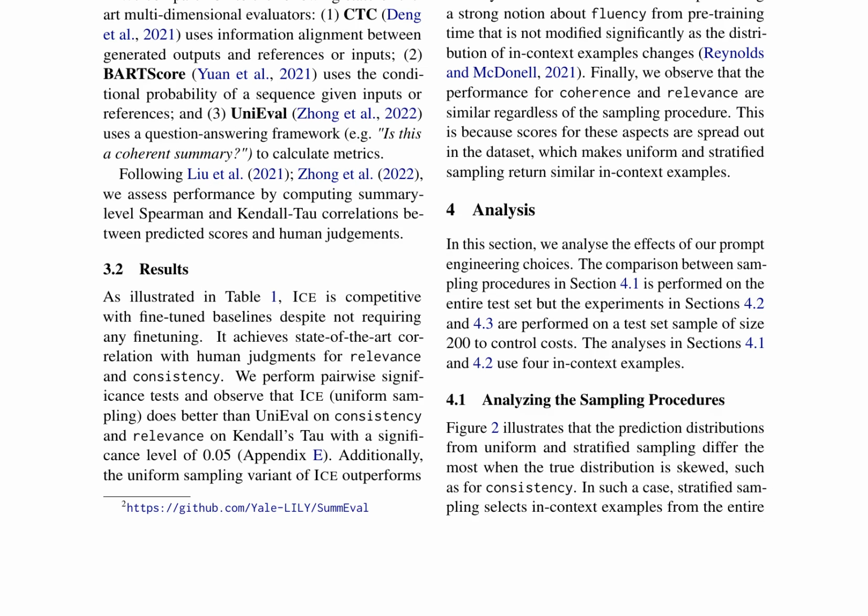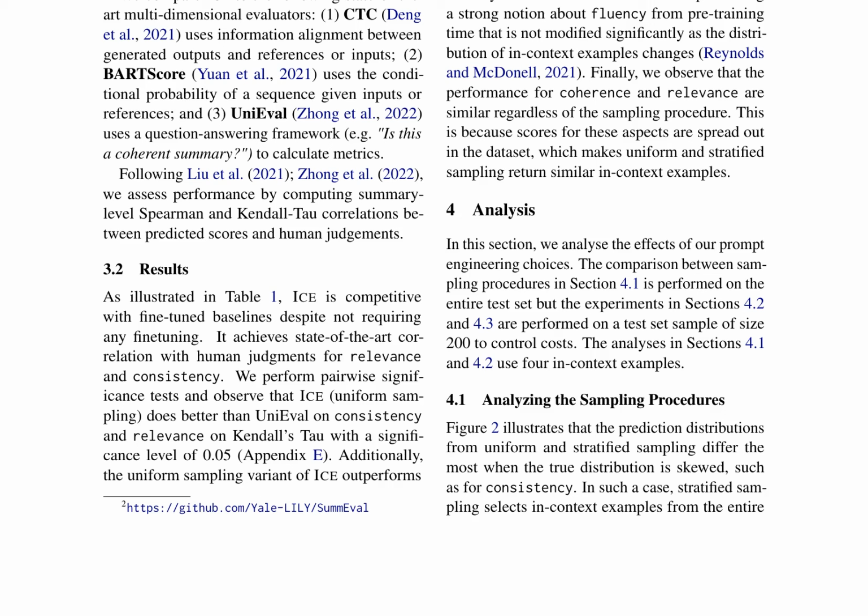The authors also analyze the effects of their prompt engineering choices, including the comparison between uniform and stratified sampling procedures. They observe that uniform sampling causes in-context examples to have near-perfect scores for consistency, leading to better performance. In contrast, stratified sampling works marginally better for all dimensions other than consistency.